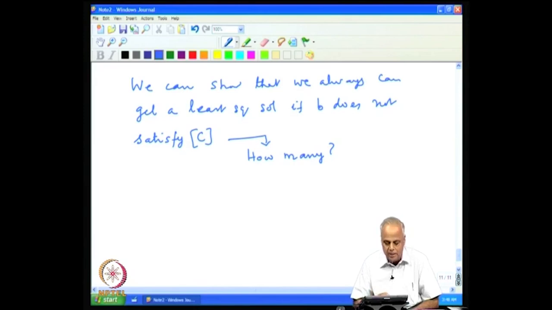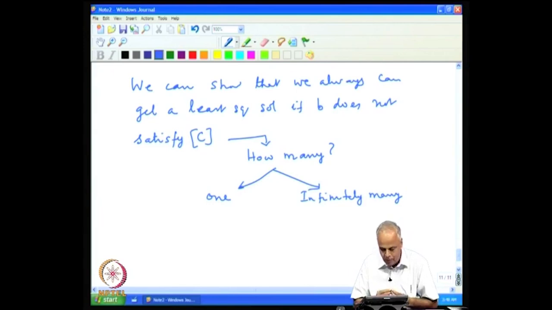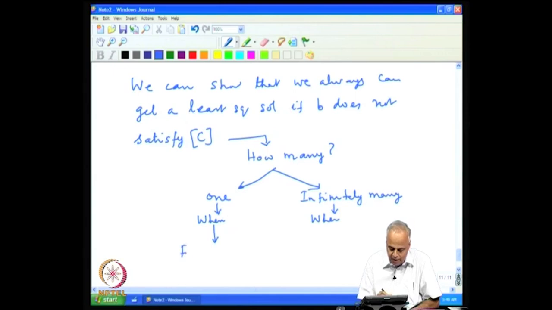Now, we get into a loop again, just as in the case when B satisfied C, there was a solution. Now, B does not satisfy C, there is a least square solution. In the case B satisfied C, how many solutions, we asked? There are one or infinitely many. In this case also, we get either one least square solution or infinitely many least square solutions. Now, the question is again, when does this happen and when does this happen? Having answered that, the question that we would like to answer is finally to find the least square solution.